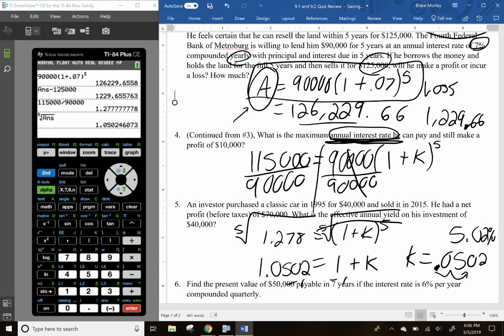You can say 5% if you want to. That's probably more normal, but I want to be as accurate or specific as possible, but 5% would work. If you said 5%, that's fine.